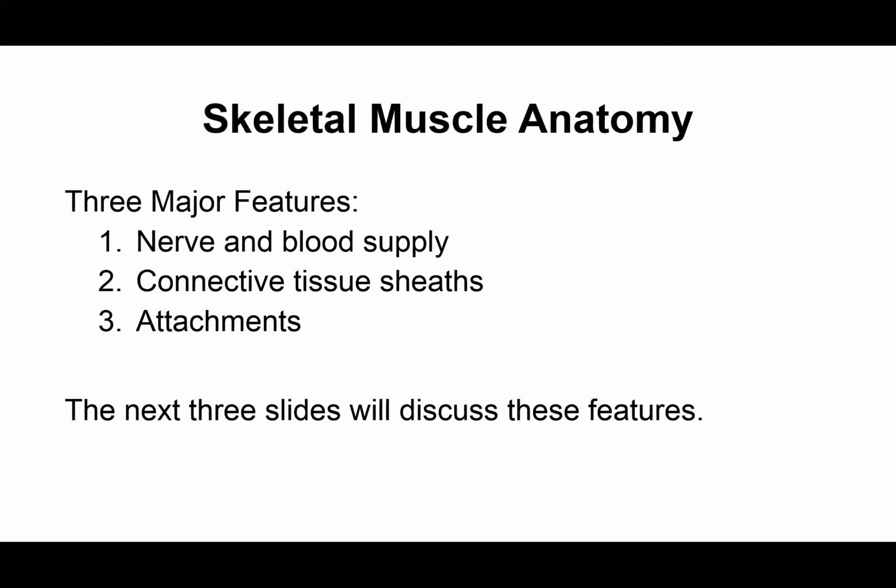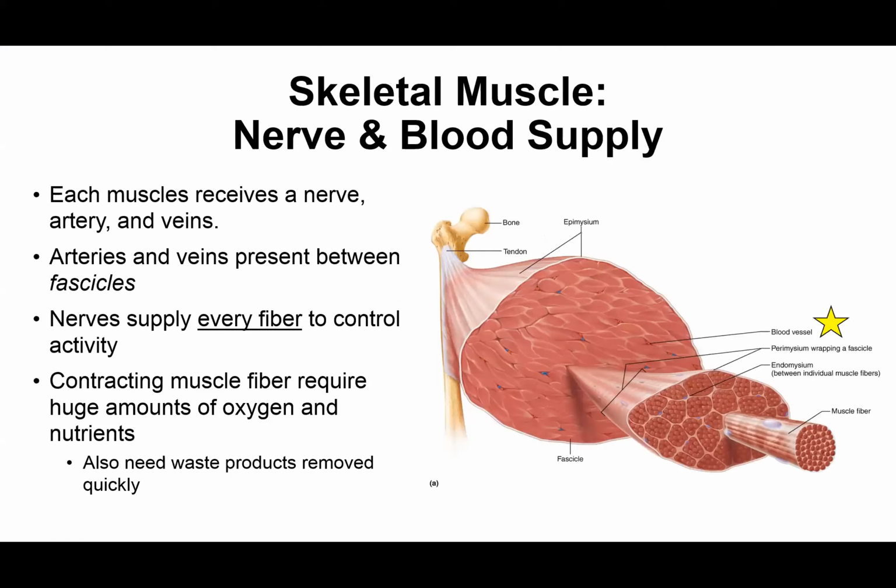In terms of skeletal muscle, we have three major features that we're going to talk about over the next 3 slides. So we're going to talk about the nerve and the blood supply. We're going to talk about connective tissue sheaths, and then finally we're going to talk about attachments. So nerve and blood supply. Every single muscle in our body is going to receive a nerve, an artery, and veins.